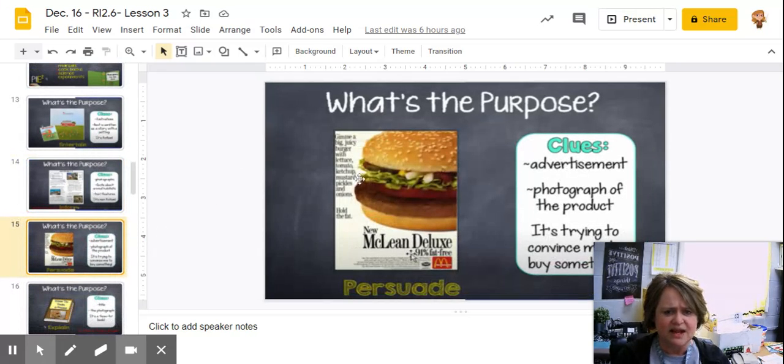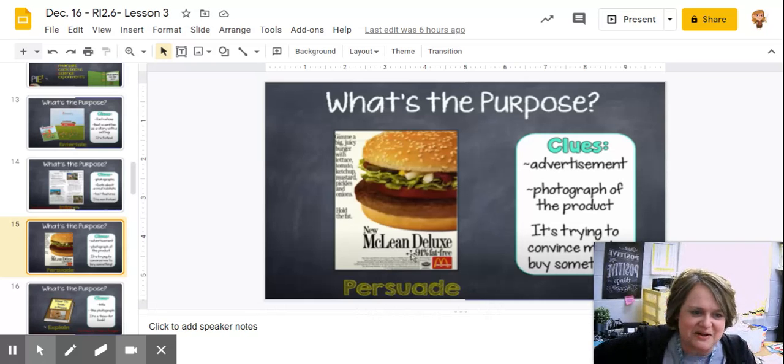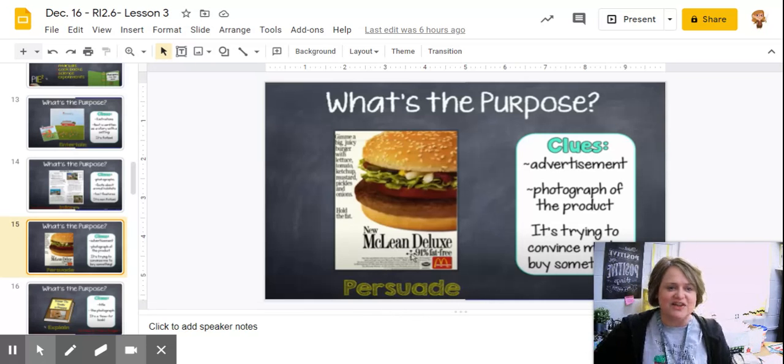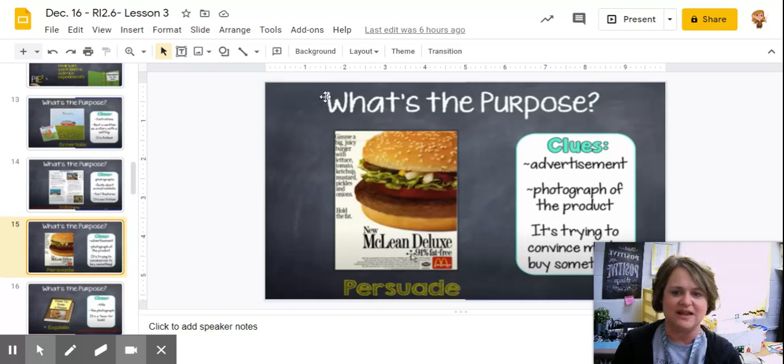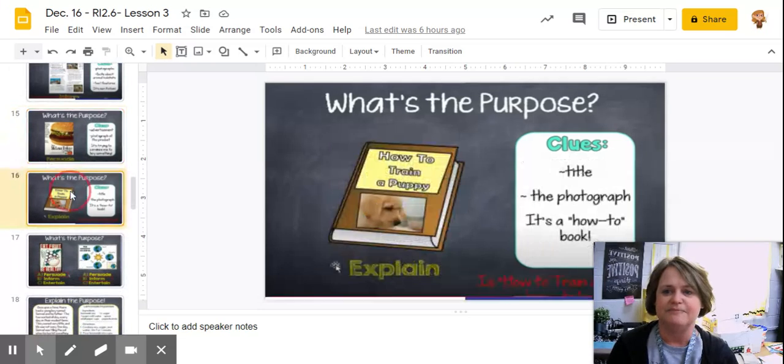How about this? A picture of a McLean Deluxe from McDonald's. It's an advertisement. There's a photograph of a product. They're trying to get me to buy it. That is persuade. A lot of persuasion going on right now at Christmas time. We're seeing a lot of videos with toys and things, new and the greatest and latest. That is persuade. They want you to buy it.